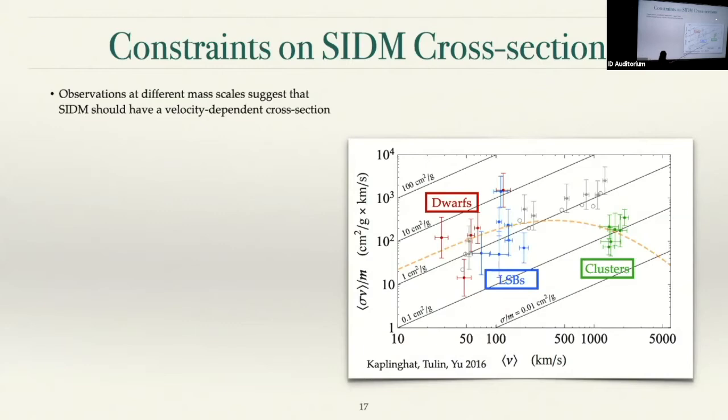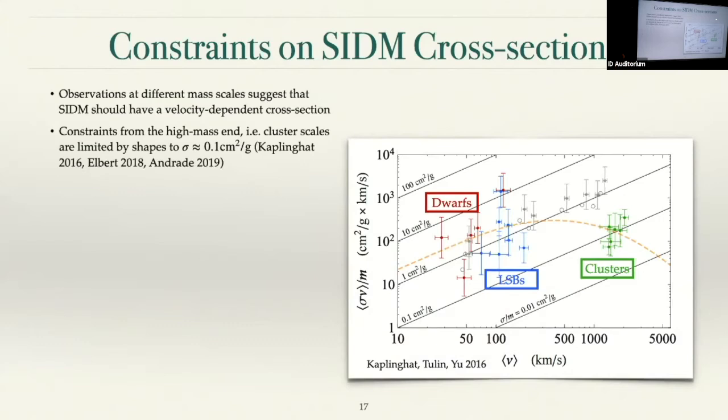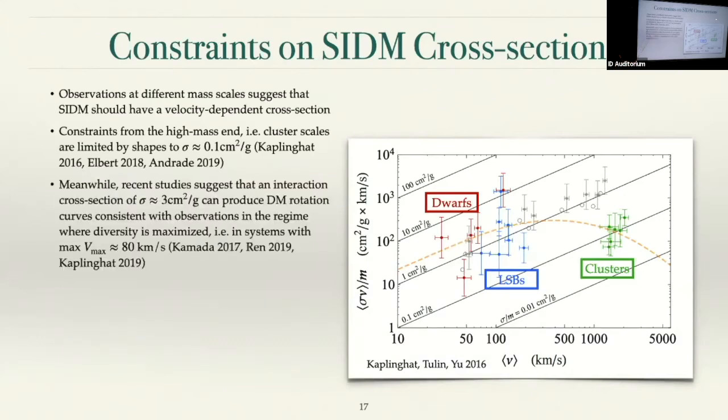And you see here for these cluster scales, so the lines are constant cross sections, that the clusters should be sitting around 0.1 centimeters squared per gram, whereas dwarfs should have higher cross sections. And we know that we need higher cross sections to be able to induce that gravothermal collapse. And so there has been some recent work by a number of people in the community that showed in particular that a cross section of 3 centimeters squared per gram can reproduce the full range of diversity curves, where diversity is maximized, which is around 80 kilometers per second.